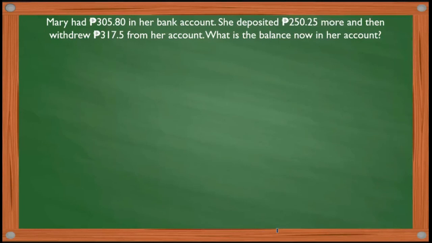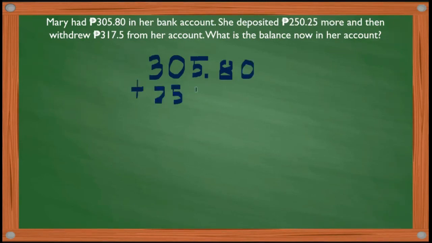Mary had 305 and 80 cents in her bank. She deposited 250 and 25 cents more and then withdrew 317.5 from her account. What is her balance now? Let's solve it. So Mary had 305.80. So we need to add this to the amount deposited. So 305 and 80 cents plus 250.25. So, add muna natin ito.